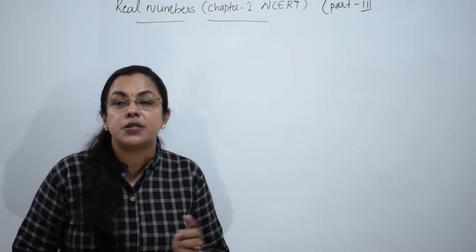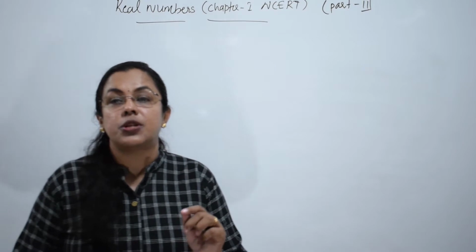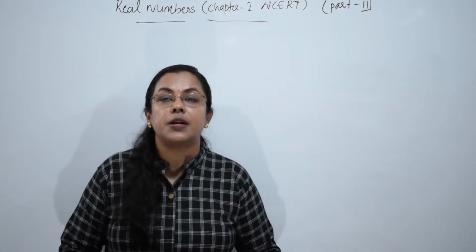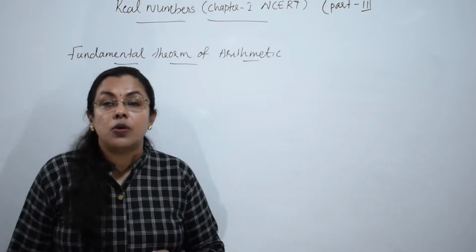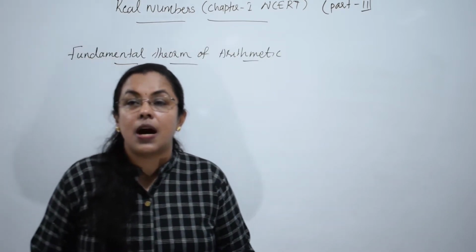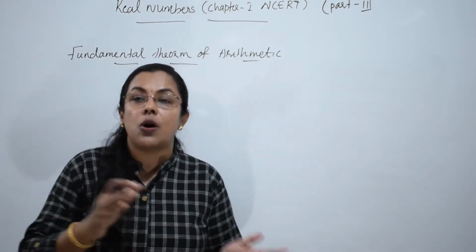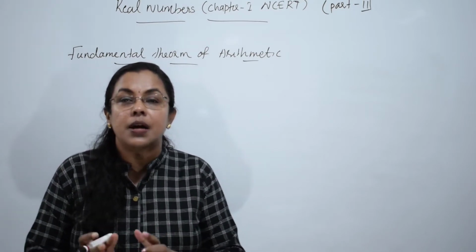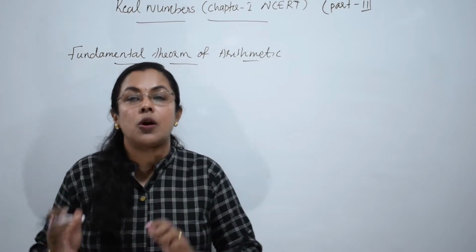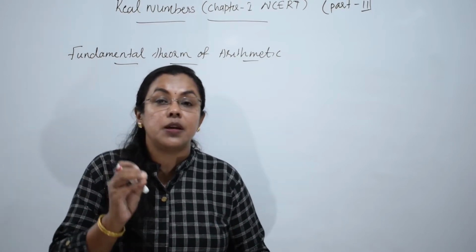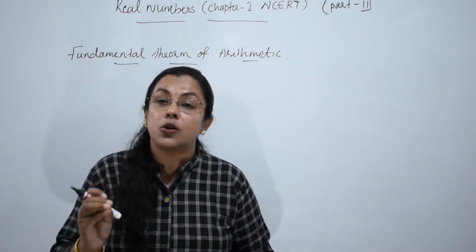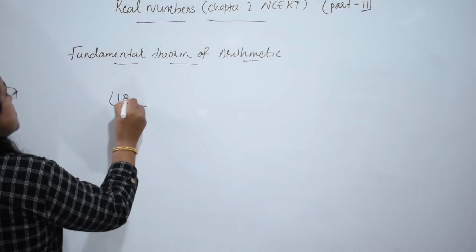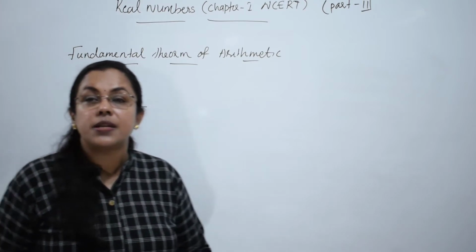Next concept. First concept, Euclidean division lemma, and second concept in this chapter is fundamental theorem of arithmetic. We know all the natural numbers are either prime numbers or composite numbers. What happens if we factorize the composite numbers? Suppose we want to factorize 102.